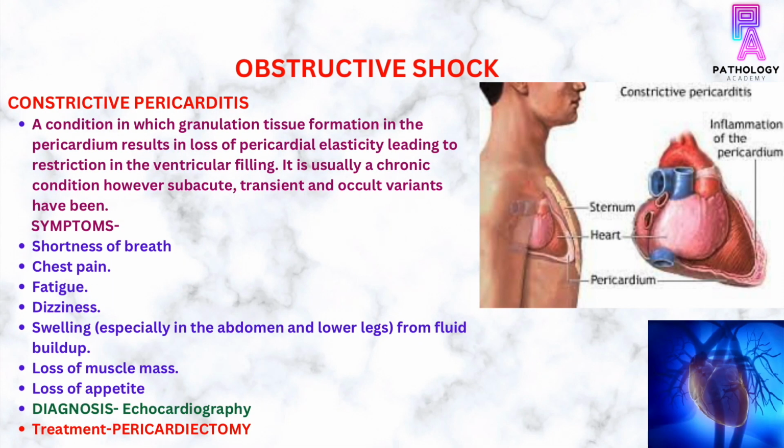Constrictive pericarditis. It is a condition in which granulation tissue formation in the pericardium results in loss of pericardial elasticity, leading to restriction in the ventricular filling. It is usually a chronic condition, however, sometimes subacute, transient, and occult variants have been seen.